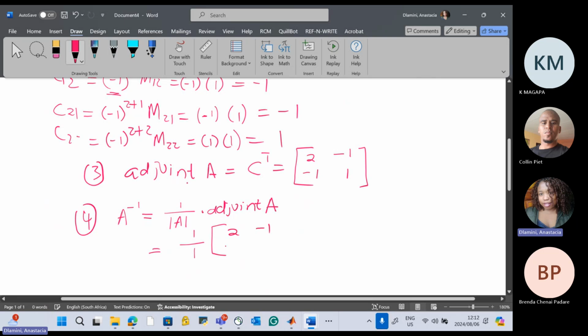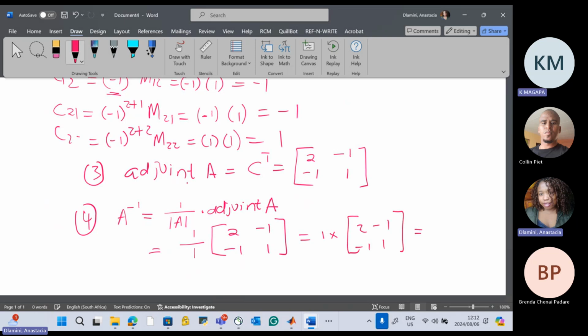So it's 2, negative 1, negative 1, 1. So this is 1 times the matrix 2, negative 1, negative 1, and 1. So this is equal to 2, negative 1, negative 1, and 1. Do you see that?